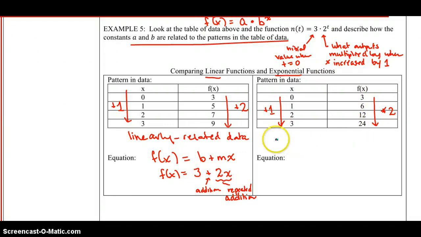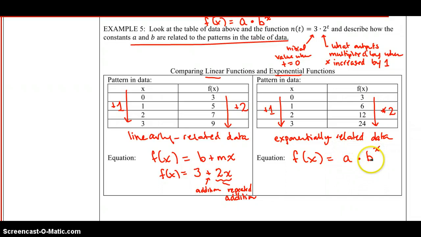This is going to be what we're looking for to say that we have exponentially related data, meaning that we can describe this relation with an exponential function. All right, so we have this initial starting quantity and then our base multiplier that we're using. In this case, it started at 3, and it kept doubling.